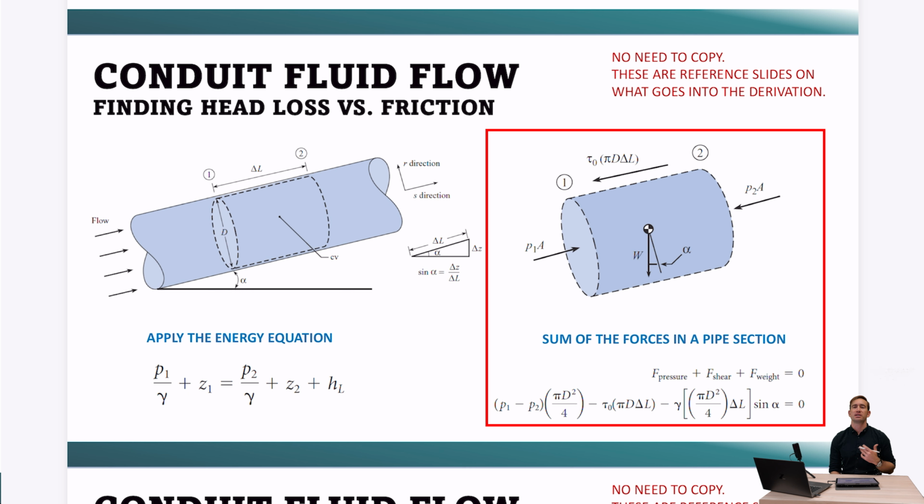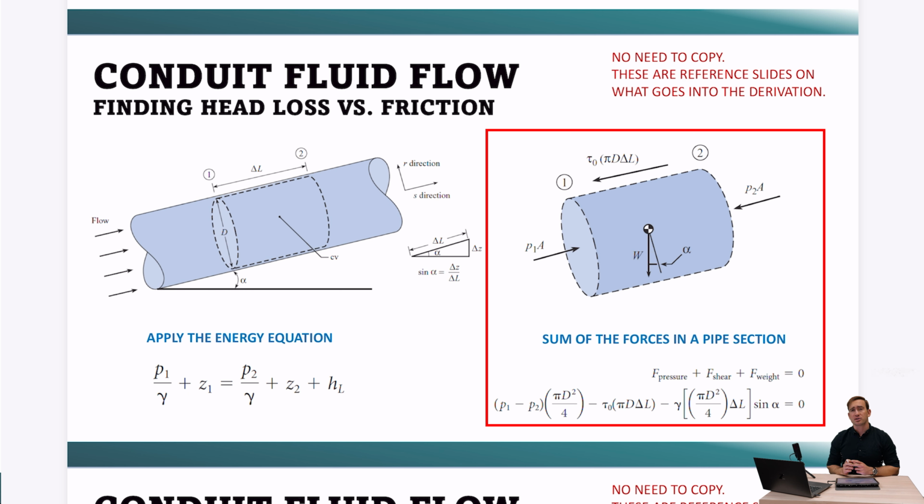If we look at this and we see what forces are acting on the pipe, we see we've got pressure forces on the left and right side. We've also got the weight of the fluid acting down and to the left, and we've also got the shear force, which is the internal fluidic friction of the system.